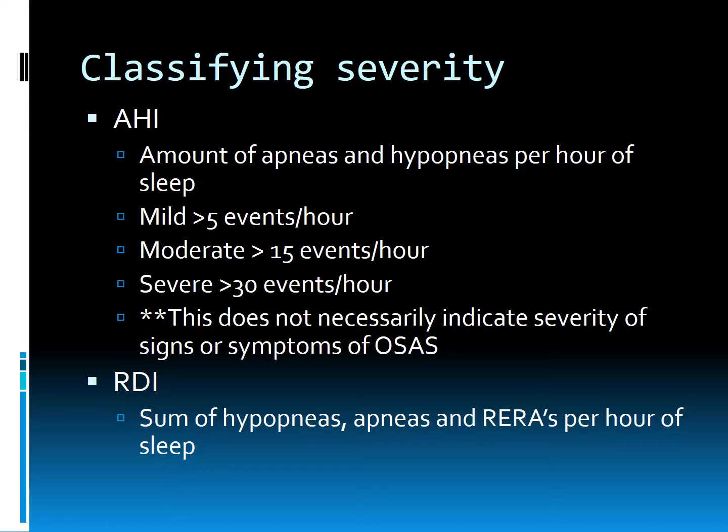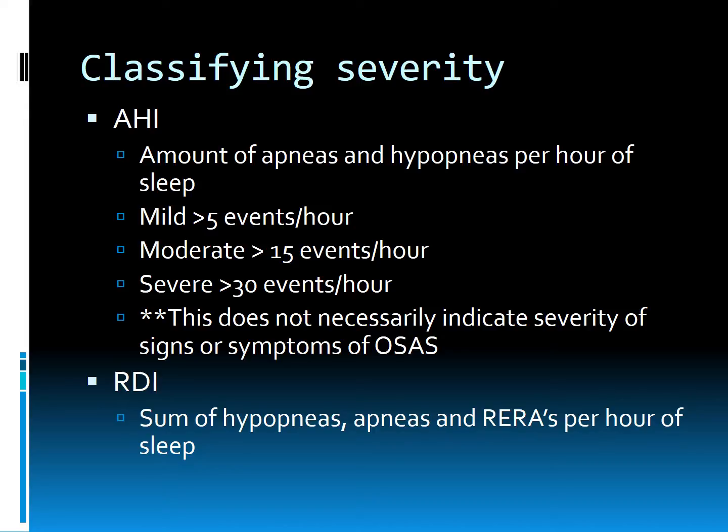This does not necessarily indicate the severity of the signs or symptoms of OSA, or obstructive sleep apnea syndrome. This only indicates the severity of how many apneas they are having per hour. Normal AHI is 5 or less per hour of sleep. Many of us have 5 obstructive apneic events during our night, and that is completely normal, nothing to worry about. When it starts to get above 5, that's when it starts to be significant, unless there are correlating symptoms.